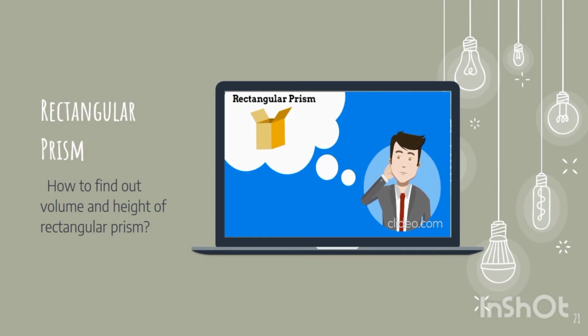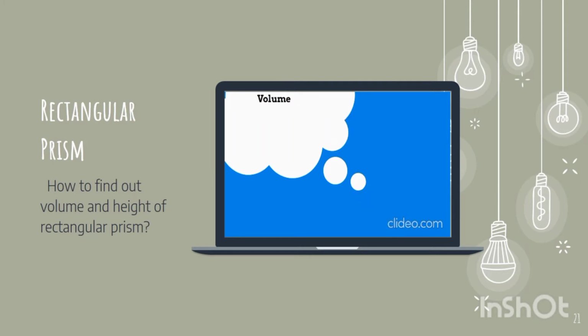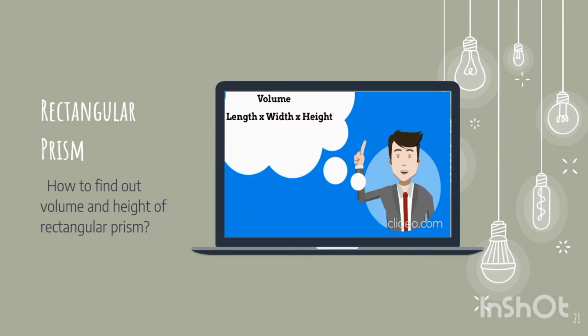A rectangular prism is a solid three-dimensional object that has 6 faces that are rectangles. If you unfold a rectangular prism, it will look like this. Notice the 6 rectangles. You can find the volume one of 2 ways. First, you can multiply length times width times height. Or if you know the area of the base, you can use base times height.